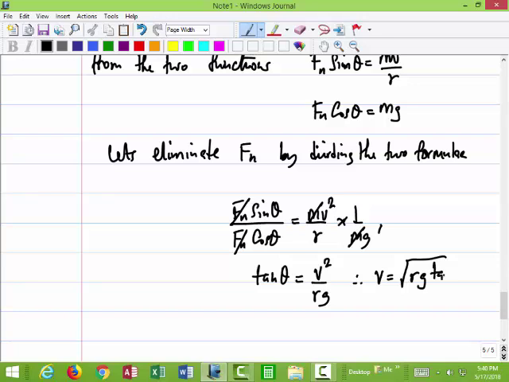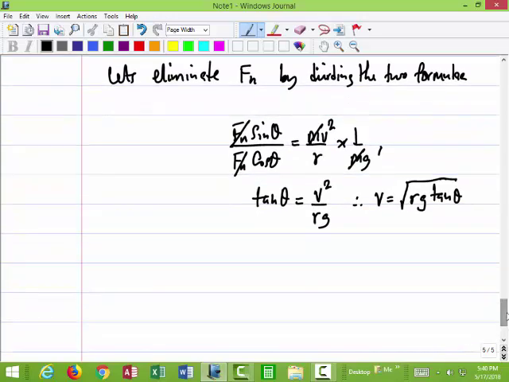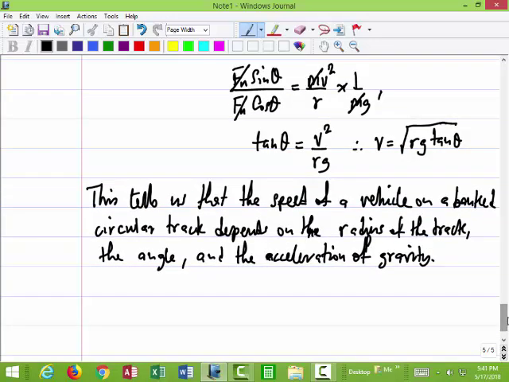rg tan theta. This tells us that the speed of a vehicle traveling on a banked circular track depends on the angle of the track, the radius of the track, and acceleration due to gravity. Okay, so we've got that down.